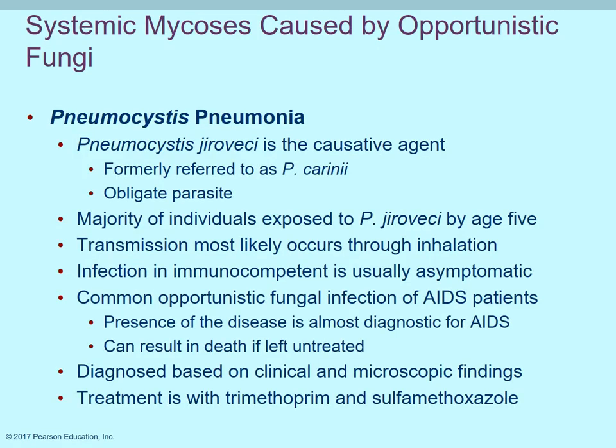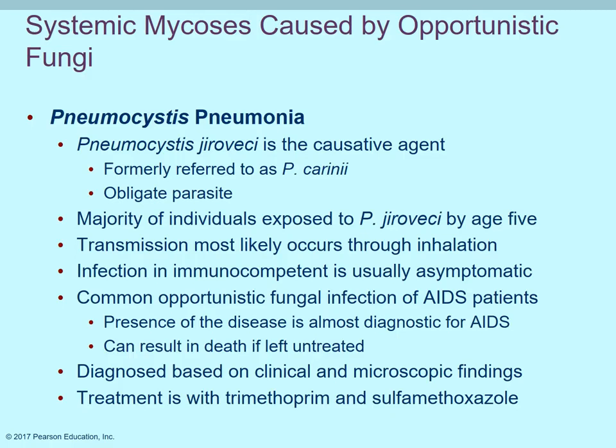Pneumocystis jirovecii, which used to be known as Pneumocystis carinii, causes a type of pneumonia. Most people are exposed to this as a child. Transmission is usually through inhalation, and in a healthy individual, it's not going to cause any problems. Like I say, you're going to be asymptomatic. The problem is, once again, in your immunocompromised patients, specifically your AIDS patients.